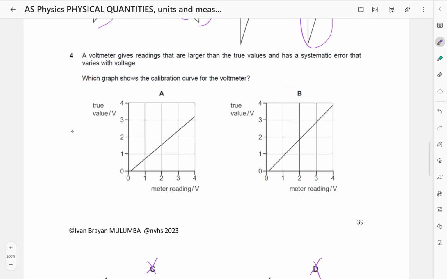Remember they said it has a systematic error that varies with the voltage, which means our answer is going to be A. Why? This one is showing that the systematic error is remaining constant when you look at this pattern of values, yet this one is showing that the systematic error is becoming bigger as voltage increases. The systematic error increases as the voltage becomes bigger. Yet here the systematic error is the same. So the answer is going to be A.